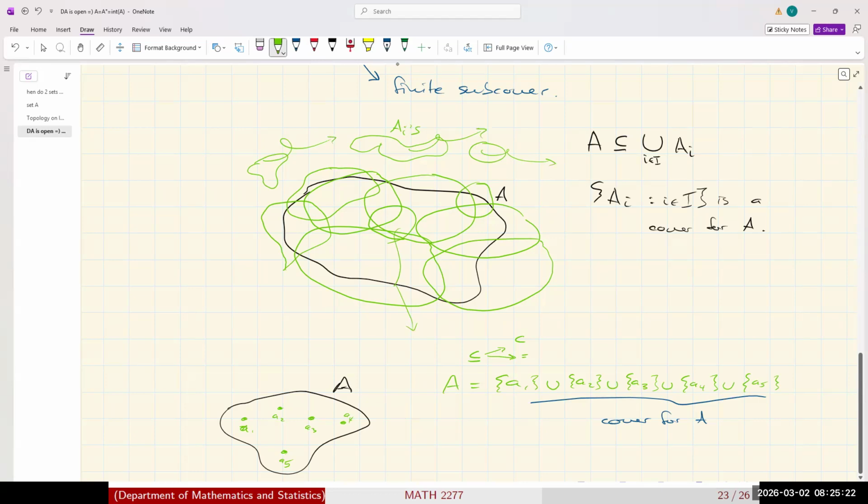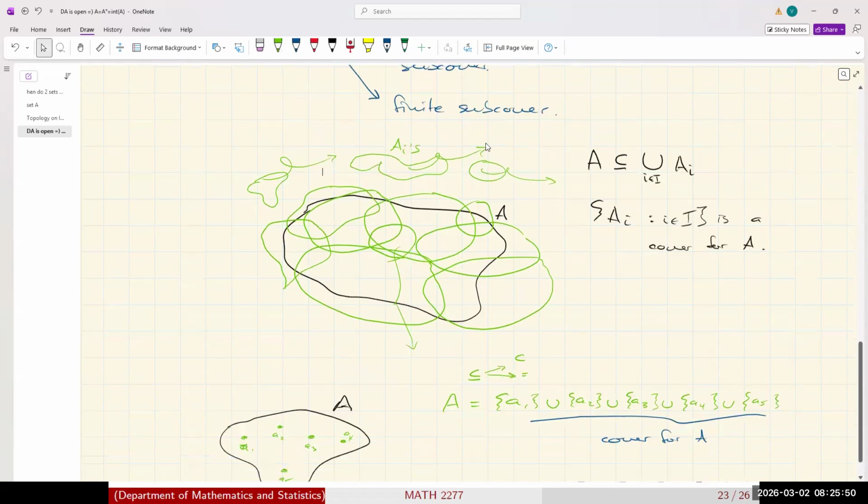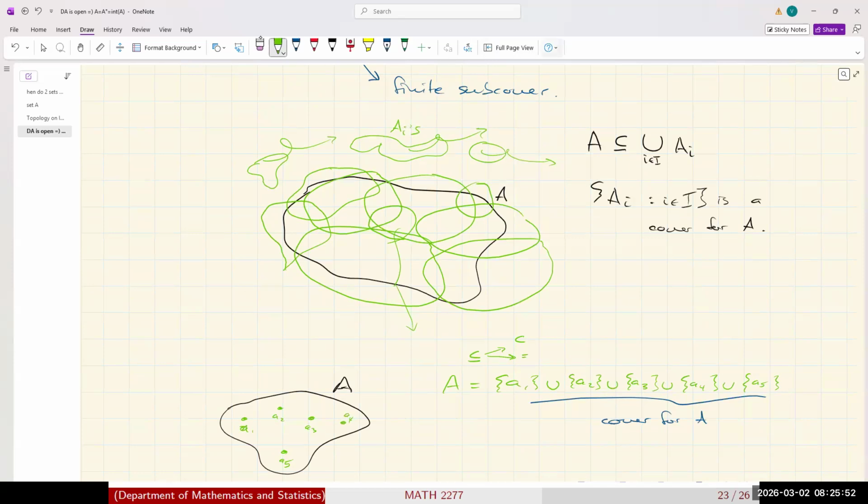So a subcover means you have a cover and you pick out some of the sets. So it's like a subset, but we call it a subcover because it's still a cover. It's a sub-collection of the original cover that still does the covering. Okay, so that is what a subcover is.